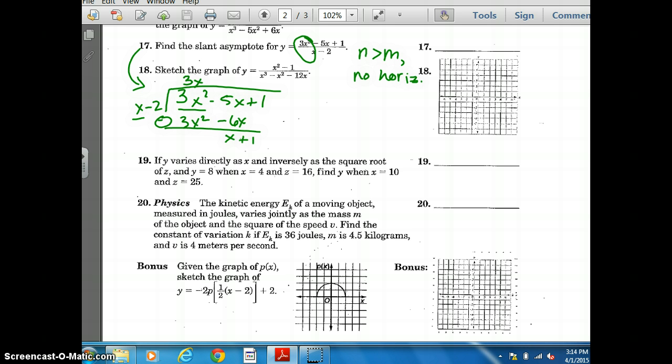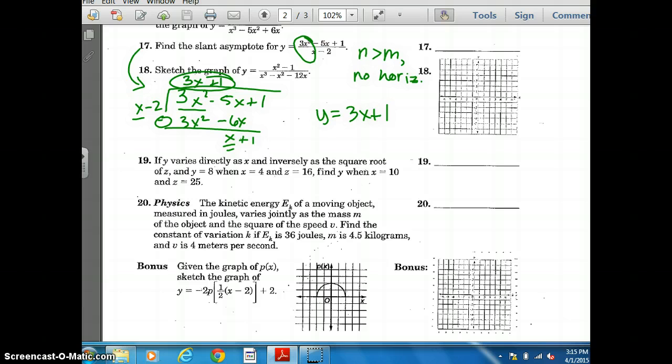And then, again, look at my first terms here. X times what gives you x? 1. After that, I'm going to have a remainder, but I don't care about that. I just care about my divisor. And so my slant asymptote is going to be y equals that divisor, which is y equals 3x plus 1.